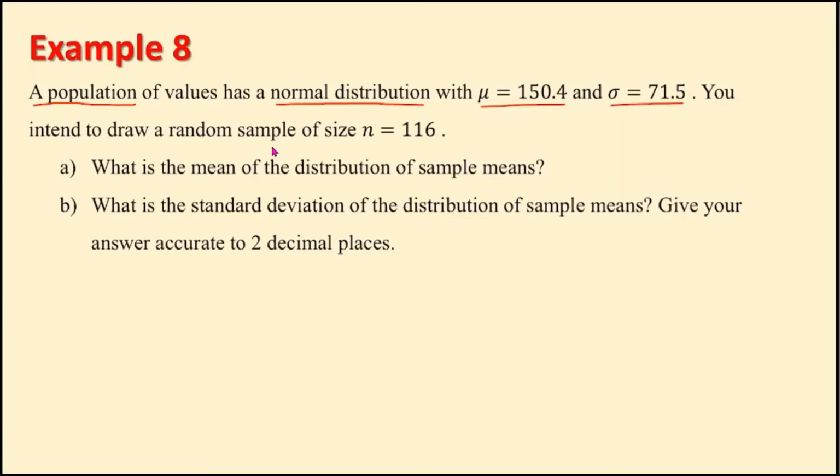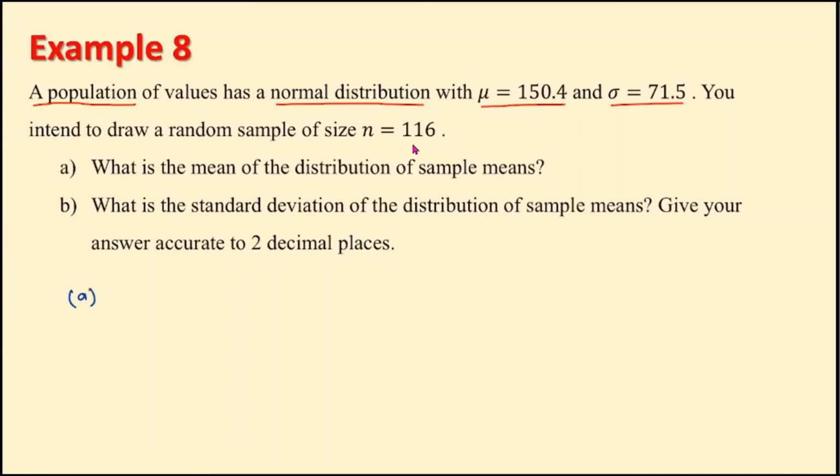You intend to draw a random sample of size n equal to 116. So here we are drawing a sample from this population, and the size of the sample is 116, which is more than 30. So that means when the population is normally distributed, size of the sample is greater than 30, sampling distribution will also be normal. That is something we know from the sampling distribution.